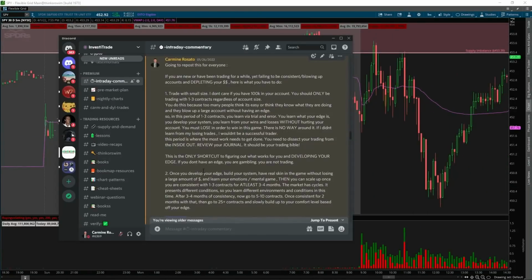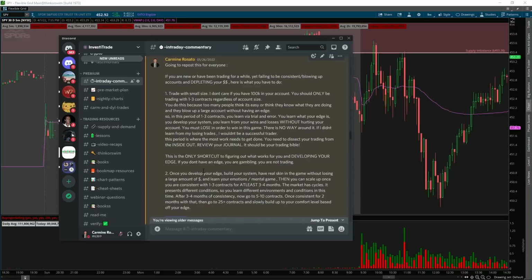So once we understand this, we could scale up. The market has cycles, it presents different conditions. So you need to learn different environments. That's why I say give it at least 2-4 months, so you learn different environments, you understand volatility, you understand how price gets affected. And then once you get consistent, just slowly start scaling up.